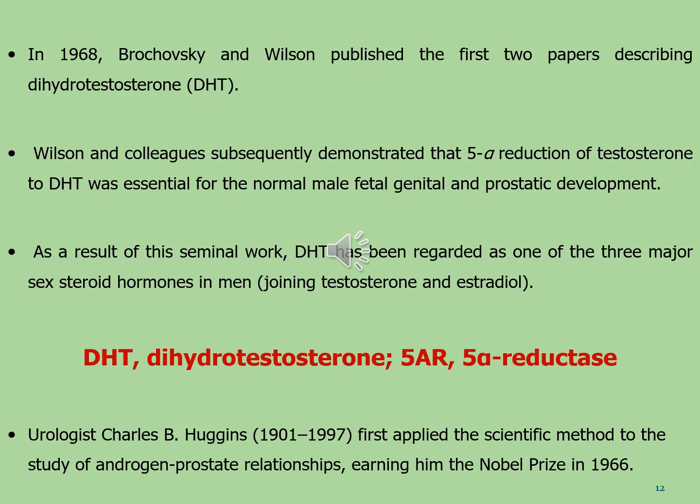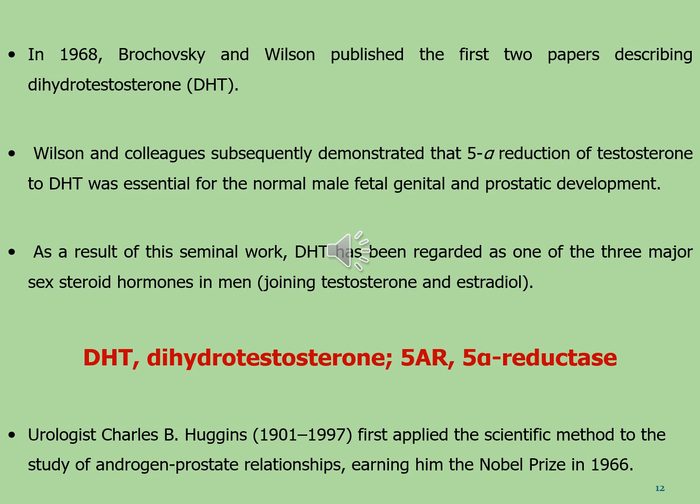In 1968, Brock, Hoske, and Wilson published the first two papers describing dihydrotestosterone. Wilson and his colleagues subsequently demonstrated that 5-alpha reduction of testosterone to dihydrotestosterone was essential for normal male fetal genital and prostatic development. As a result of this seminal work, dihydrotestosterone has been regarded as one of the three major sex steroid hormones in men, joining testosterone and estradiol.